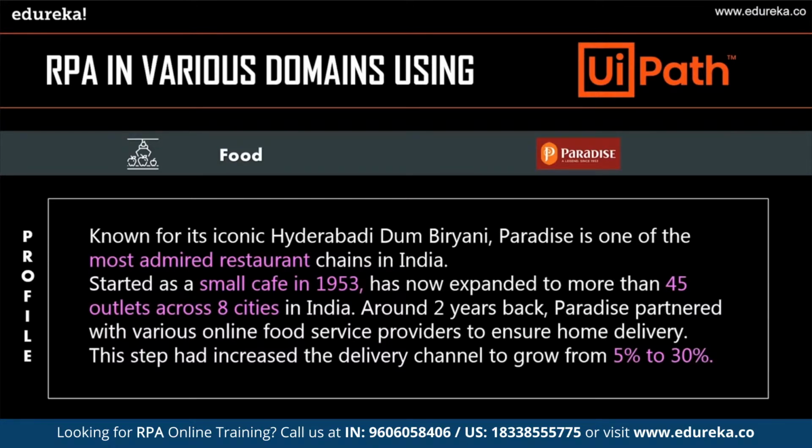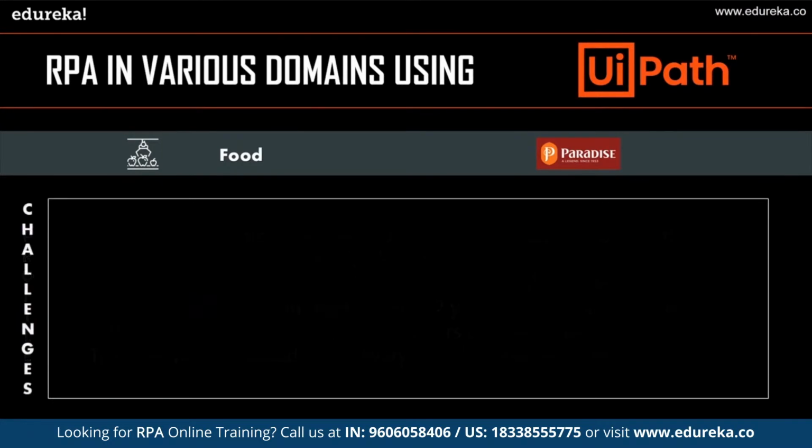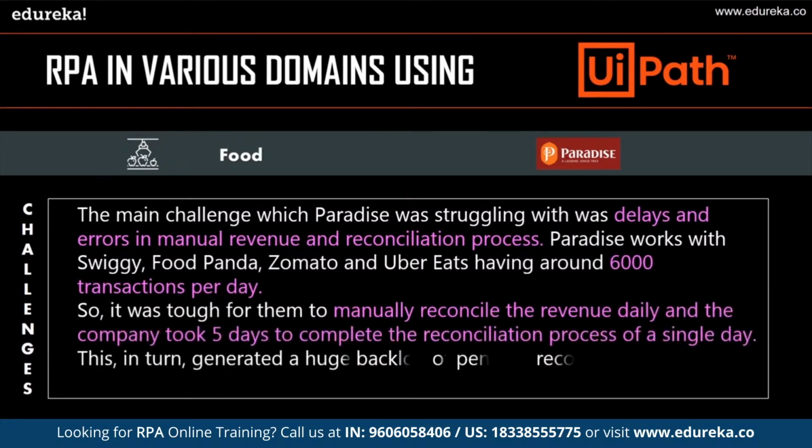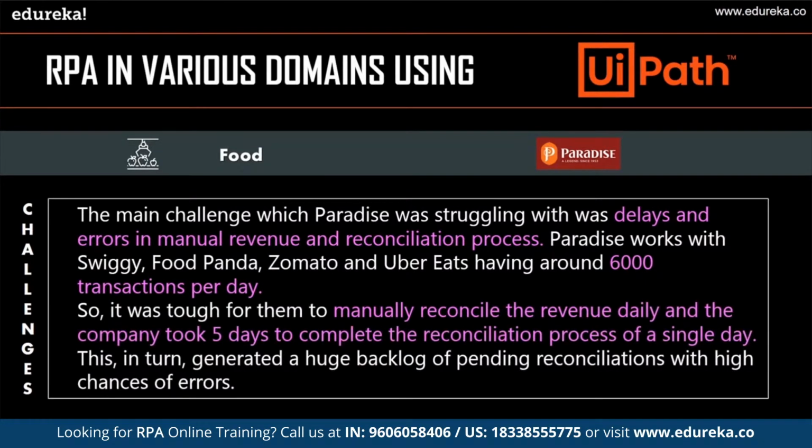Around 2 years back, Paradise partnered with various online food service providers to ensure home delivery, and this step has increased the delivery channel from 5% to 30%. Now, the main challenge which Paradise was struggling with was the delays and errors in manual revenue and reconciliation processes. Paradise works with Swiggy, Foodpanda, Zomato, and Uber Eats and has around 6,000 transactions per day.